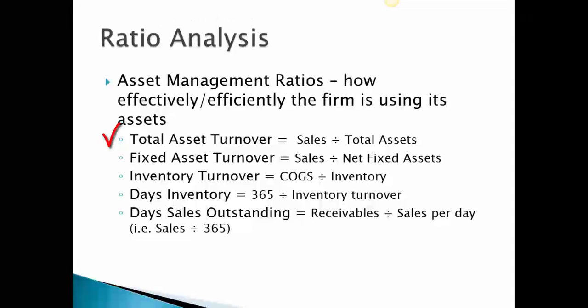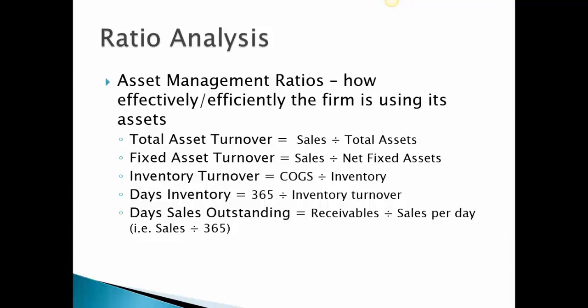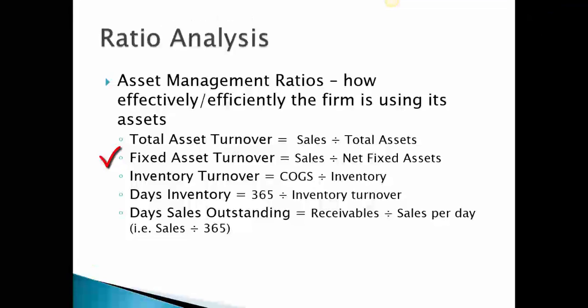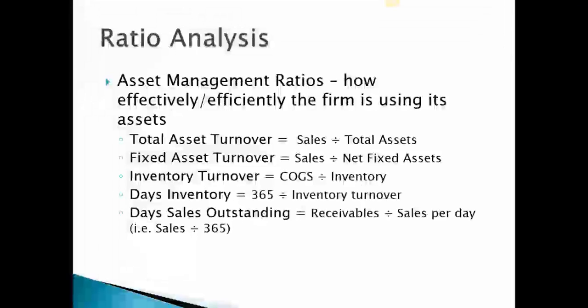It's defined as sales over total assets. We'll look at an example here in a minute. Fixed asset turnover is another one. Now we're looking at, instead of total assets, we're taking out the current assets and we're just looking at the long-term assets of the firm, the fixed assets. And it's net fixed assets because it's going to be net of depreciation. So we'll look at the book value of the long-term assets. Typically, we would think of that as property, plant, and equipment, PP&E, for the fixed assets.